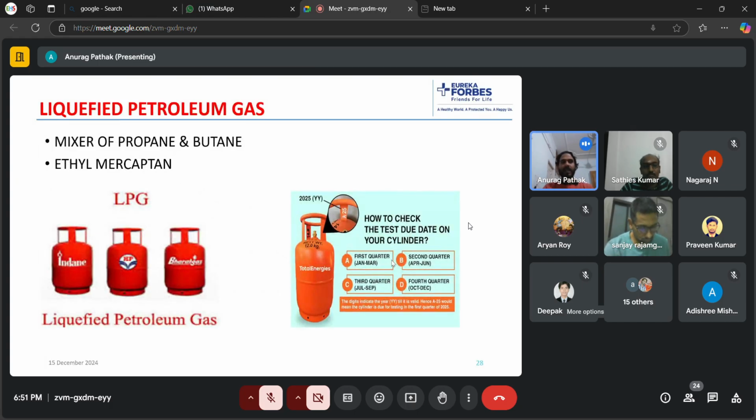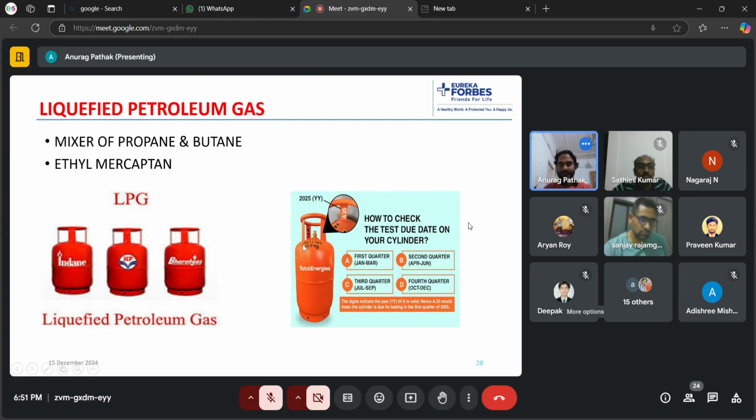So you are aware of LPG gas. On the cylinder, it is always visible that LPG gas is a mixture of propane and butane. The smell which you notice in LPG gas is not propane, not butane. The smell coming from the gas is ethyl mercaptan, which is used in LPG gas cylinders only for the smelling purpose.